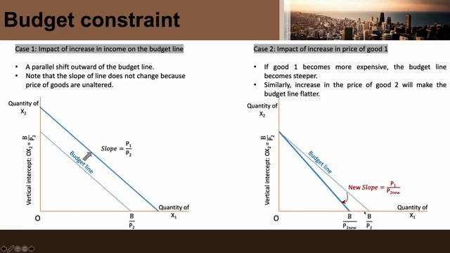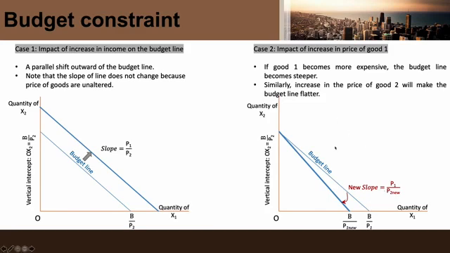But this point moves inward, and therefore the line becomes steeper, and the new slope will be determined by the new price of commodity 1 relative to the price of commodity 2.